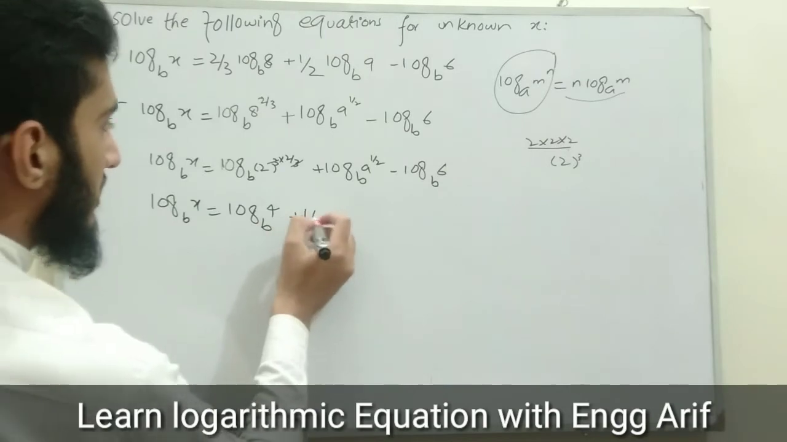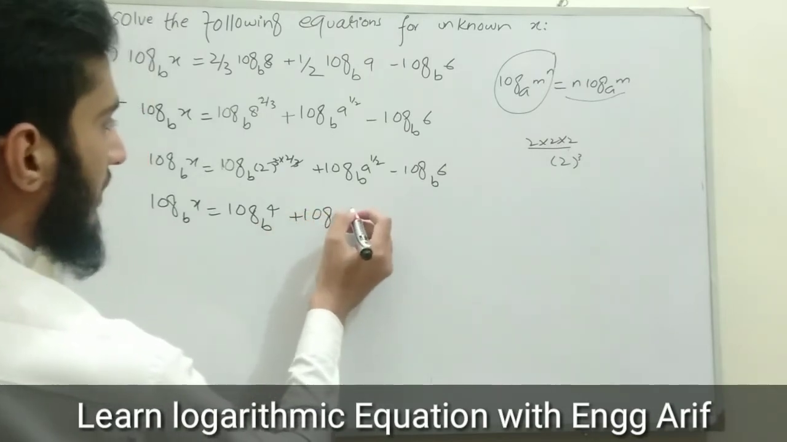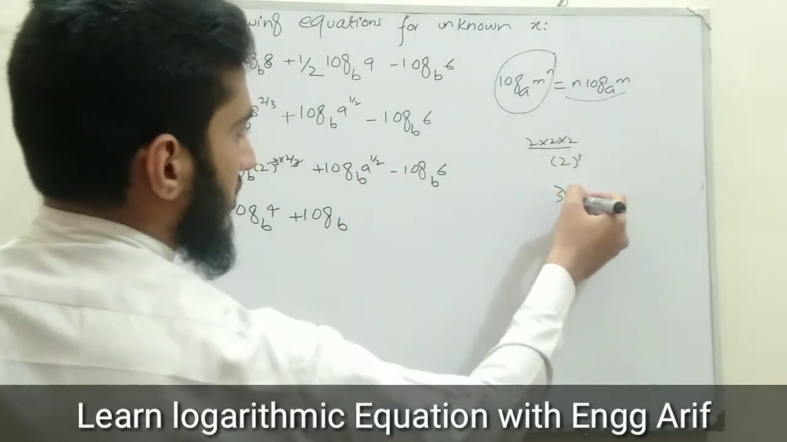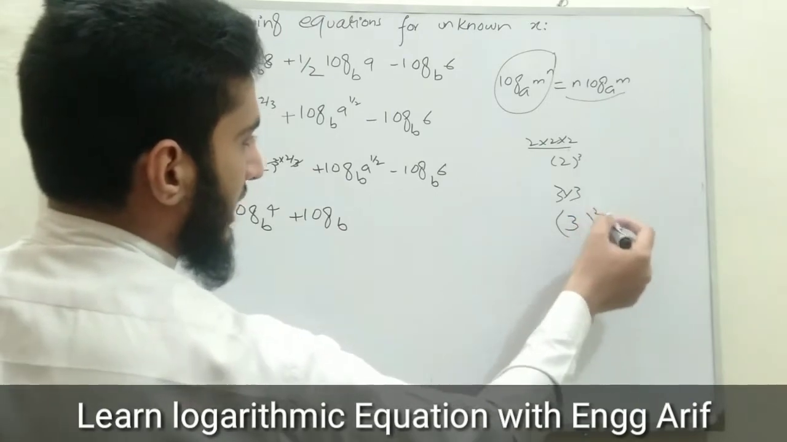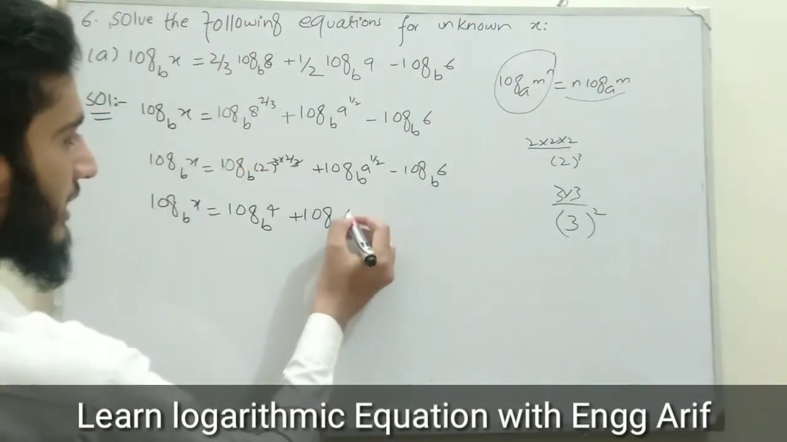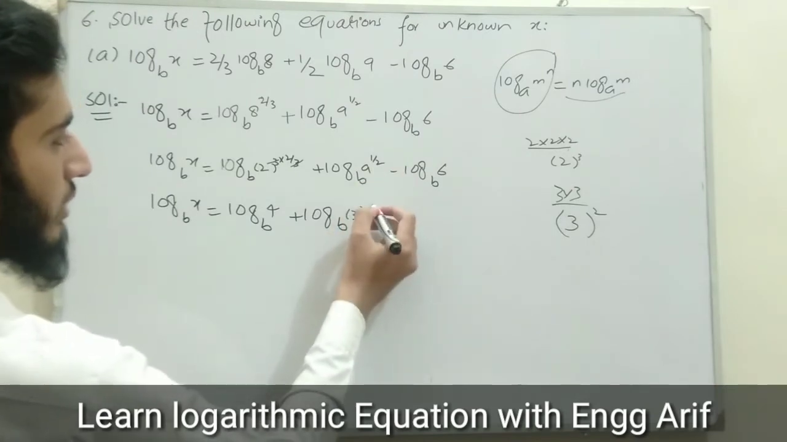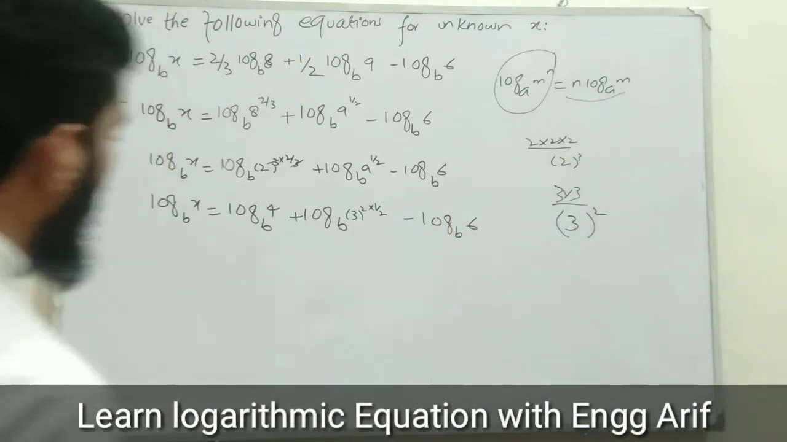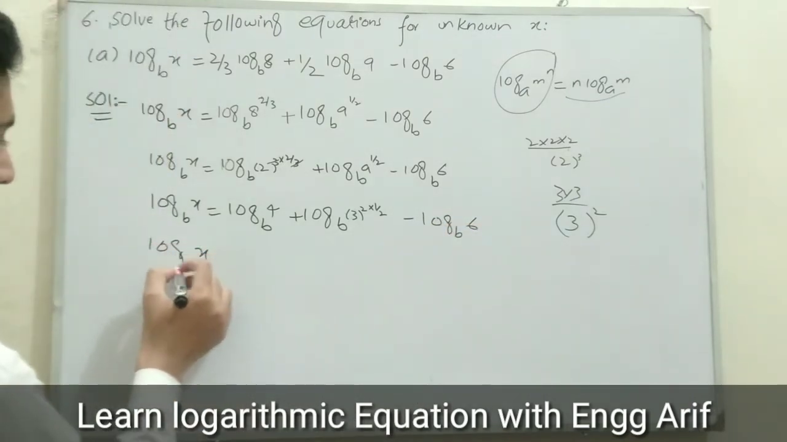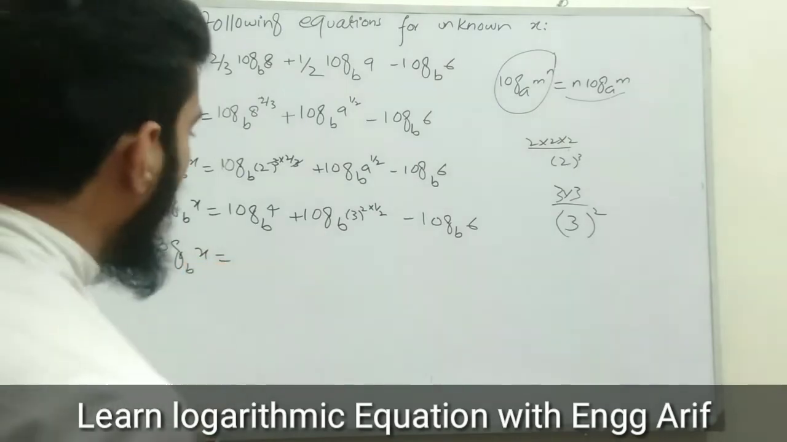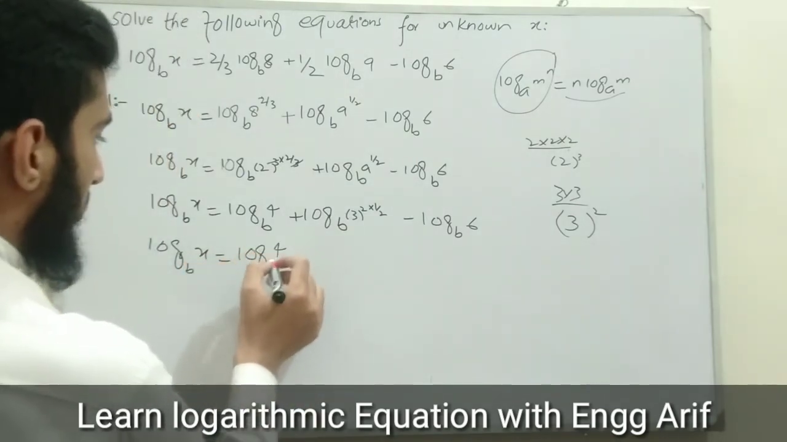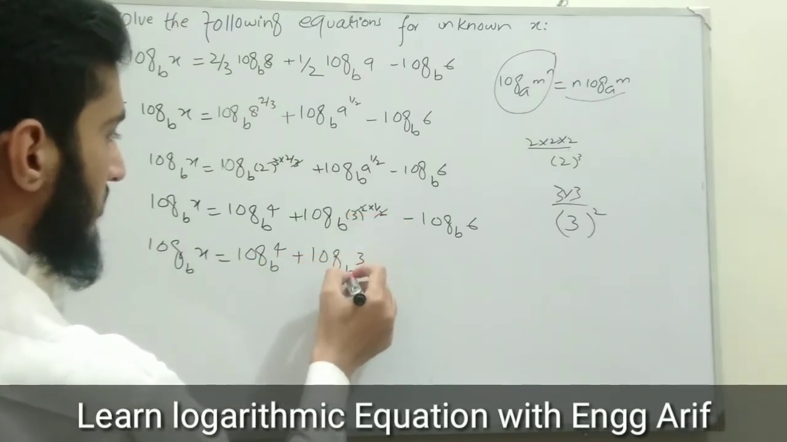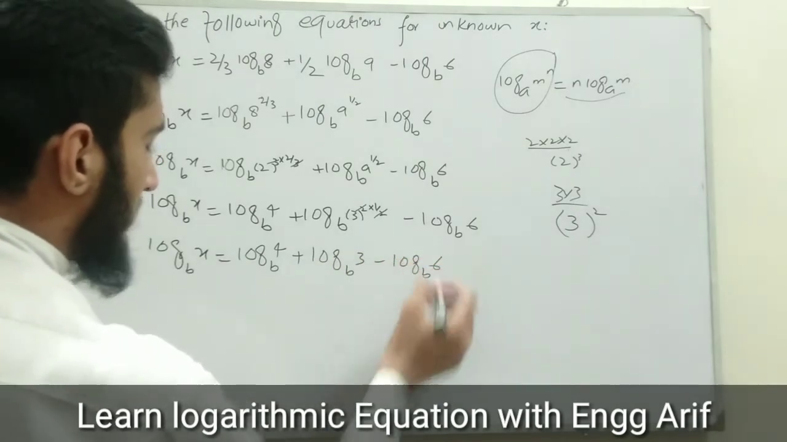After this plus log of b, and here we can write 9 as 3 multiply 3. So 3 multiply 3 can be written as 3 power 2 because 3 comes twice. So here 9 will be written as 3 power 2, and here 1 over 2 will be multiplied with the 2. So minus log of 6 to the base b. After this log of x to the base b will be equal to log of 4 to the base b, plus this 2 will cancel out with 2. We are left with log of 3 to the base b minus log of 6 to the base b.